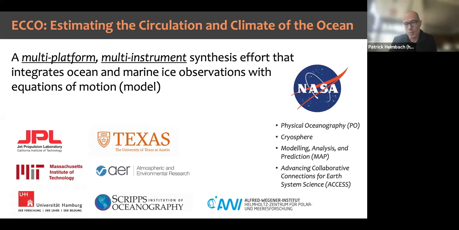Part of the answer to this is ECCO, Estimating the Circulation and Climate of the Ocean. It's been around for now 20 years. It's a multi-platform, multi-instrument synthesis effort that integrates ocean and marine ice observations with the equations of motion. And this project is now led out of JPL, PI Ichiro Fukumori, but it has several project partners, some formally tied, others more informally tied, that are shown in this picture.